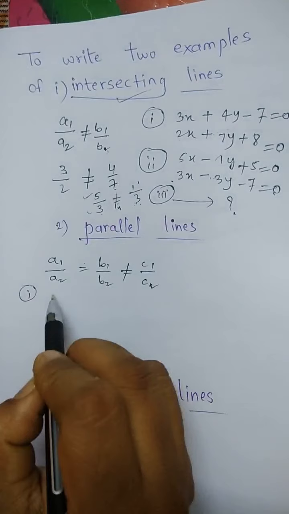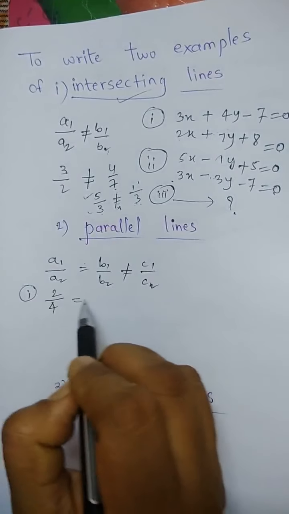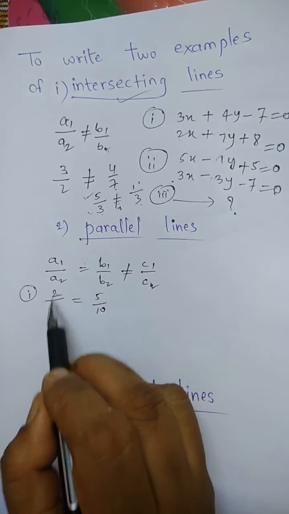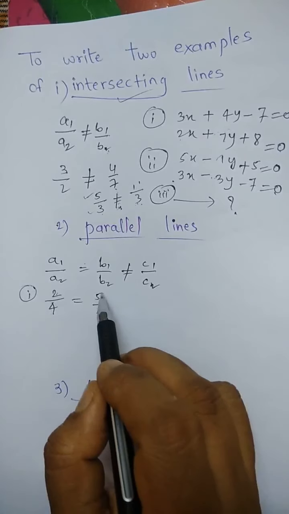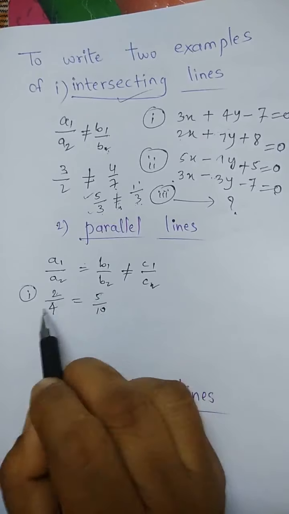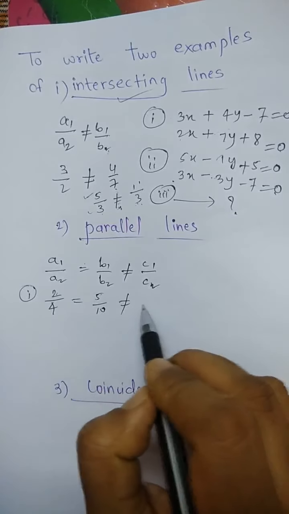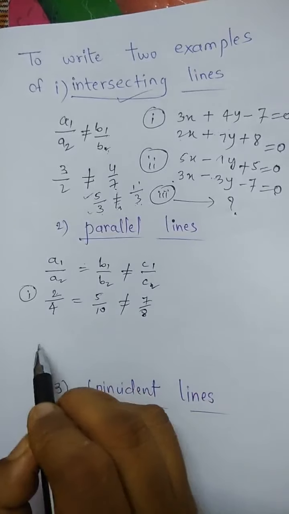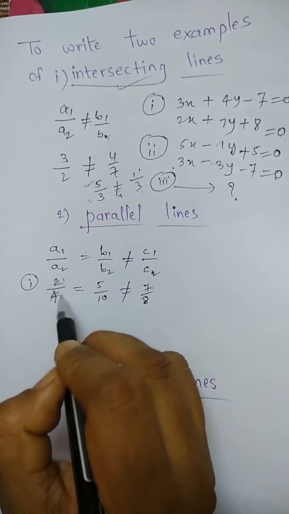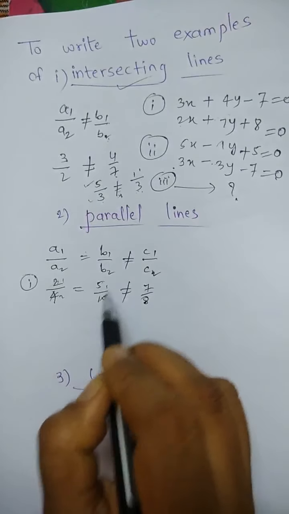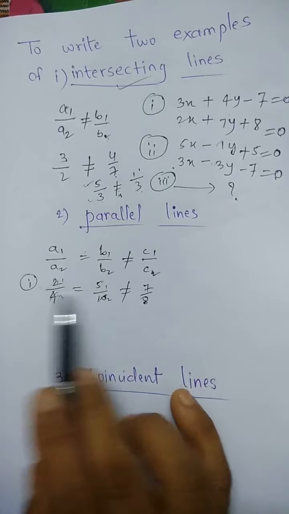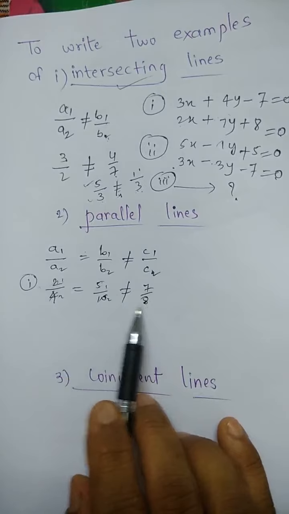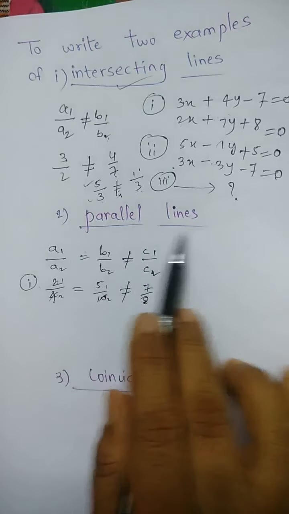These should be equal. See, 2 by 4 is equal to 5 by 10, no? Because 2 ones are 2, 2 twos are 4, it is 1 by 2. This is also, if you cancel, you will get 1 by 2. So both are equal. Not equal to means you can take 7 by 8. It is not 1 by 2. So this condition is satisfied for parallel lines.